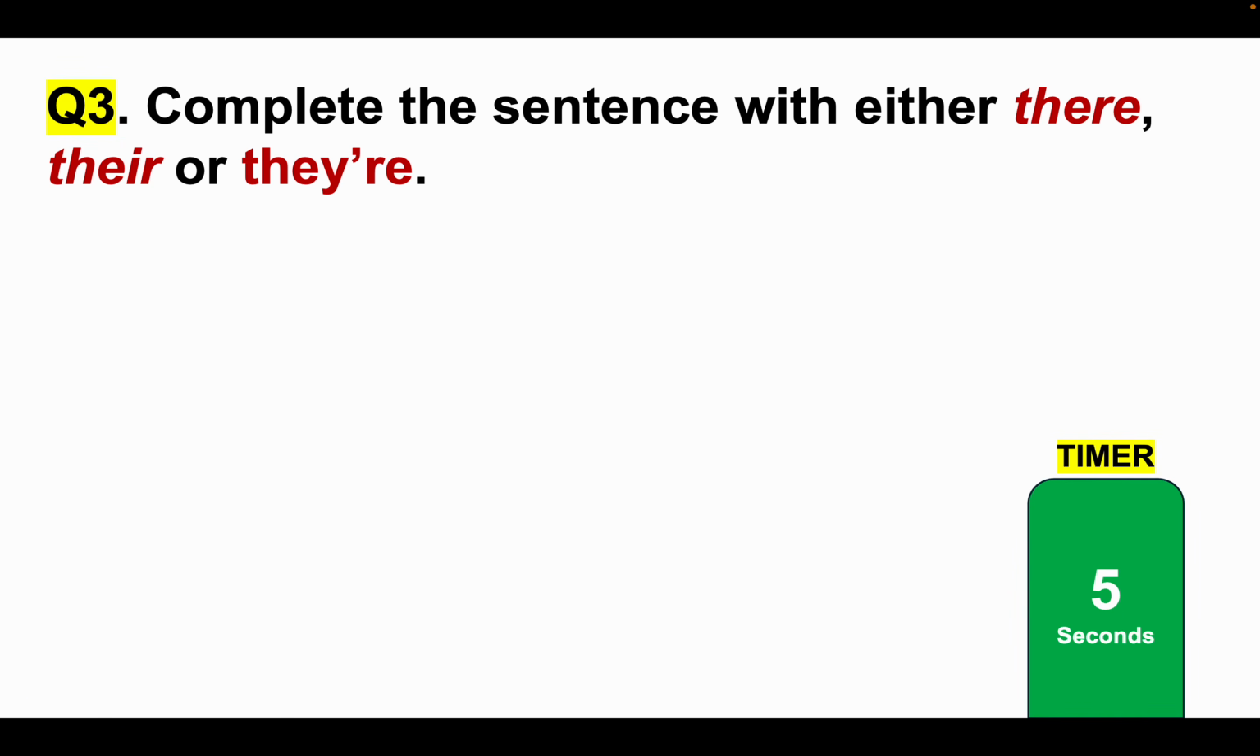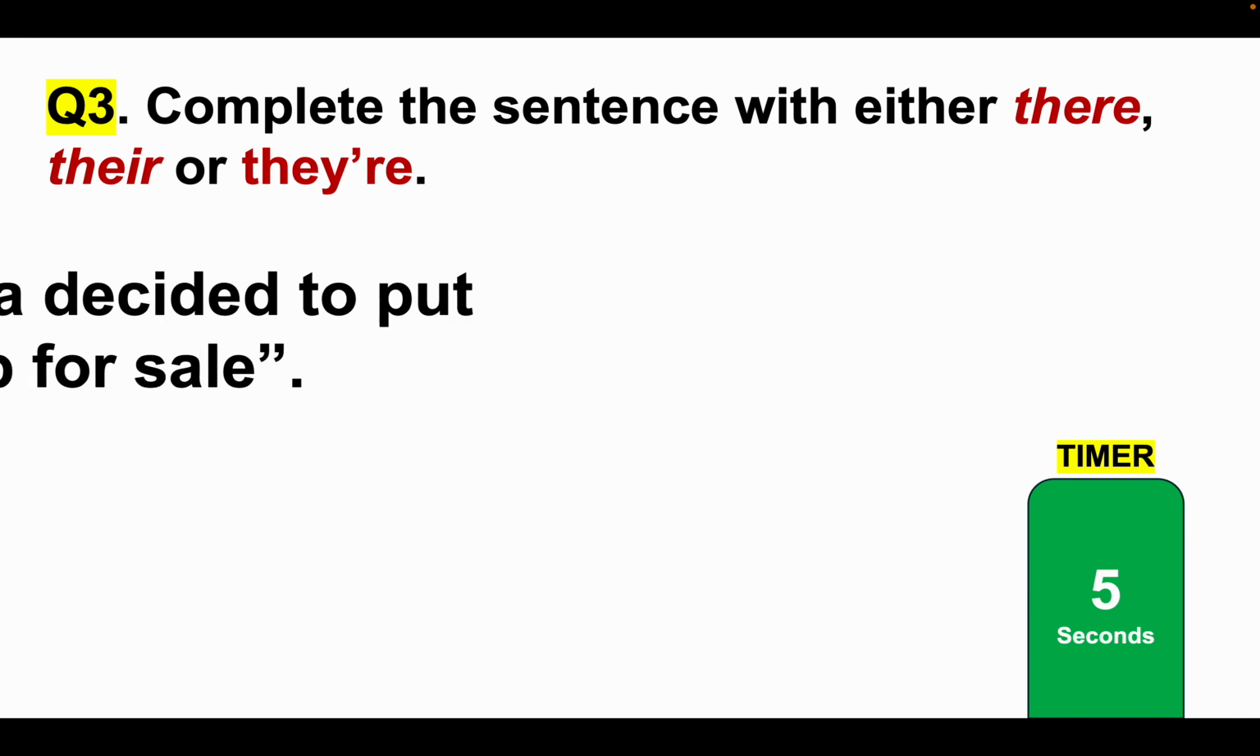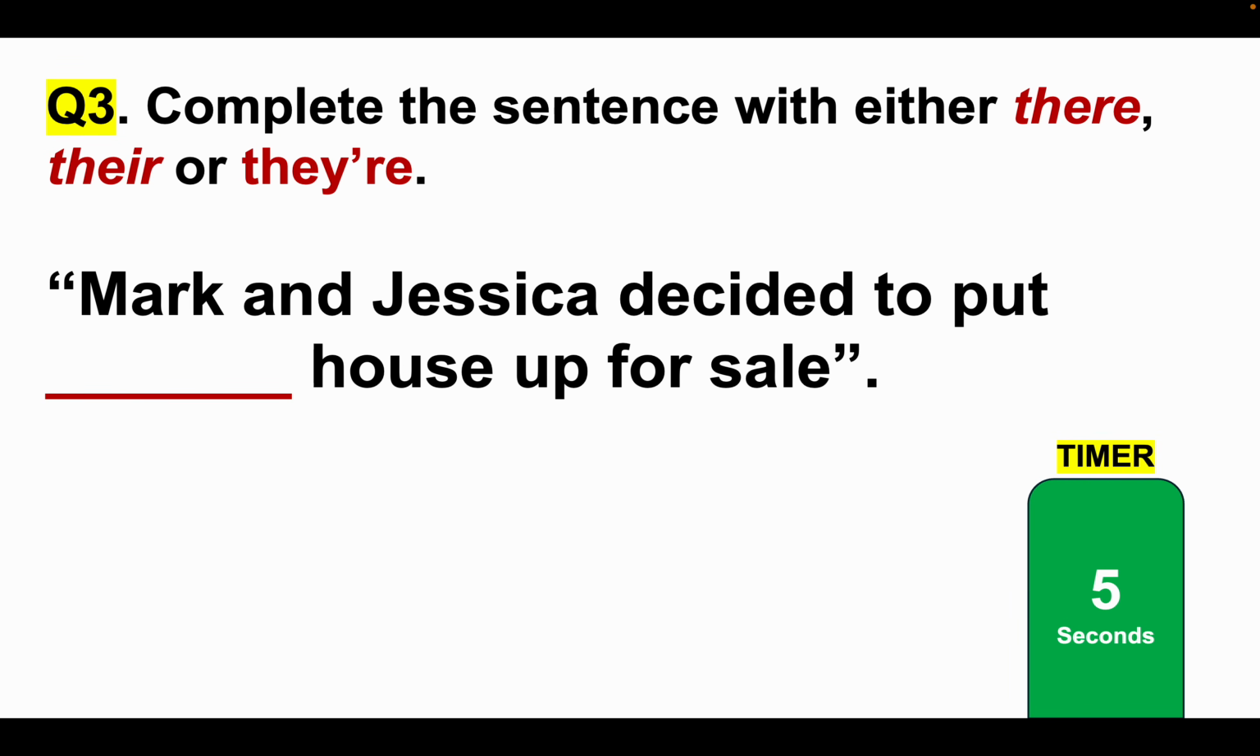Test question number 3. Again, complete the sentence with either there or there. Mark and Jessica decided to put blank house up for sale. Tell me which there you would use. Here is your 5-second timer.